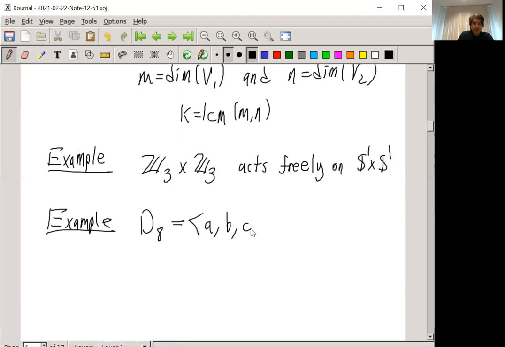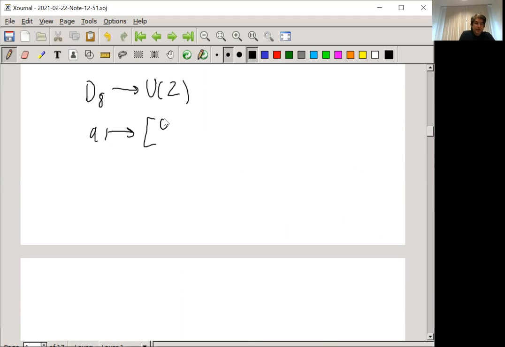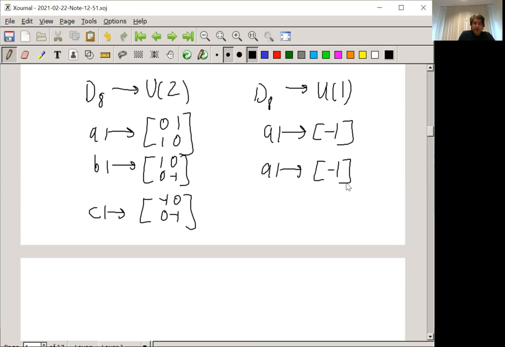So let's say we have the group generated by A, B, C, where A squared, B squared, C squared are 1, and then BC is equal to A, and so on. Then we could send D8 to U2 by sending A to (0 1; 1 0), B to (1 0; 0 -1), and then C to (-1 0; 0 -1). And then another action that you can obtain is to U1 by sending A to minus 1, B to minus 1, and C to 1.